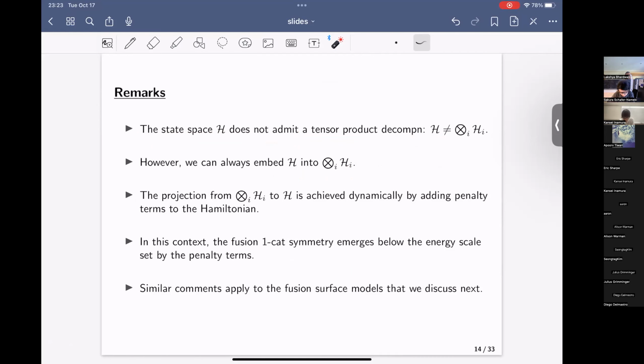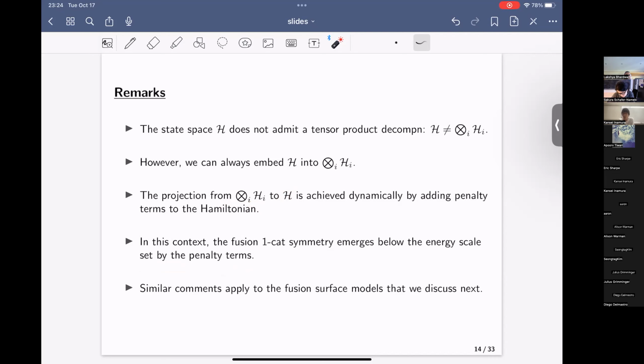But nevertheless, we can always embed this state space H into a larger state space that admits a tensor product decomposition. And the projection from this larger vector space to the state space of our model is achieved dynamically or energetically by adding some local penalty terms to the Hamiltonian. These local penalty terms give a large energy to a state if the configuration of the dynamical variables does not obey the fusion rules. So from this point of view, the fusion 1-category symmetry can be regarded as an emergent symmetry that appears below the energy scale set by the penalty terms.